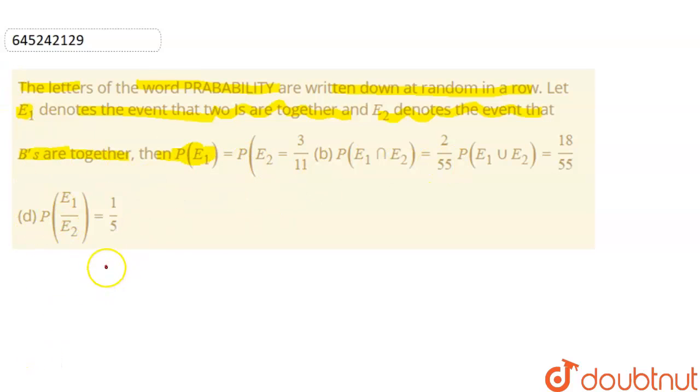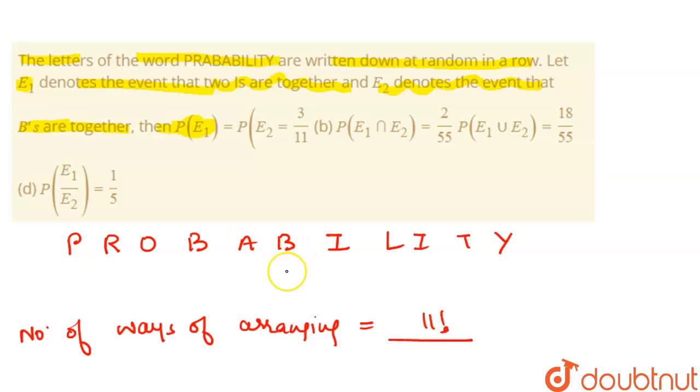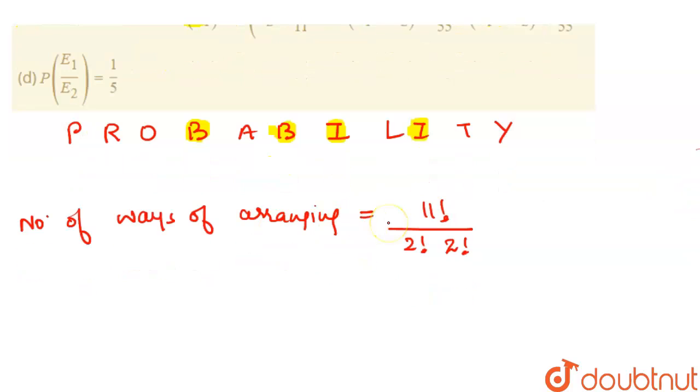So we will write down the word probability: P R O B A B I L I T Y. We can see that there are a total of 11 alphabets. So the number of ways of arranging all the letters of the word probability is 11 factorial upon, since B is repeating two times and I is repeating two times, 2 factorial for B and 2 factorial for I. So this is the number of ways of arranging the letters.